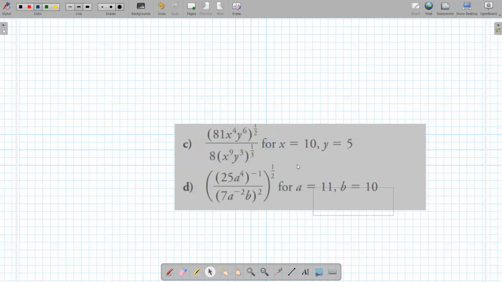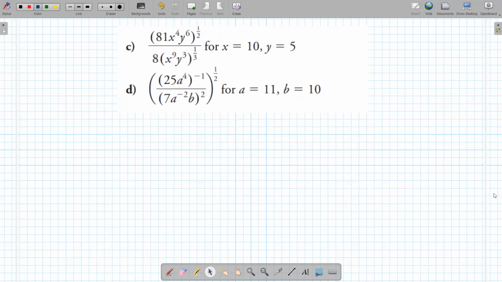Here you could plug the numbers in, but you're gonna get huge numbers if you plug the numbers in. I don't like them. We're gonna clean it up first. Let's look at C. That 1/2 applies to every element inside, okay? To the power of 1/2 is the same thing as the square root. So if you open the bracket in the numerator, what do you get? 9x squared, and then y to the power of 3. Right, so what about on the bottom? The 8 stays where it is.